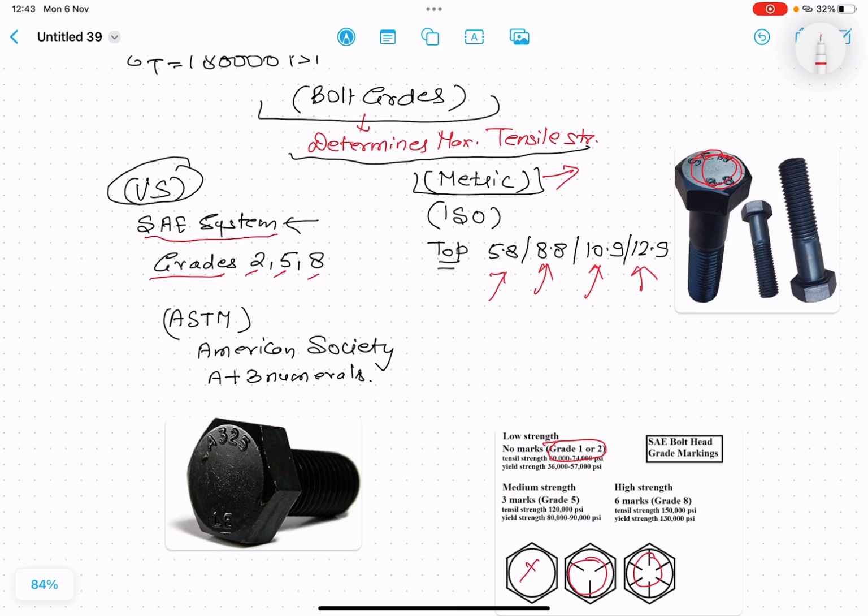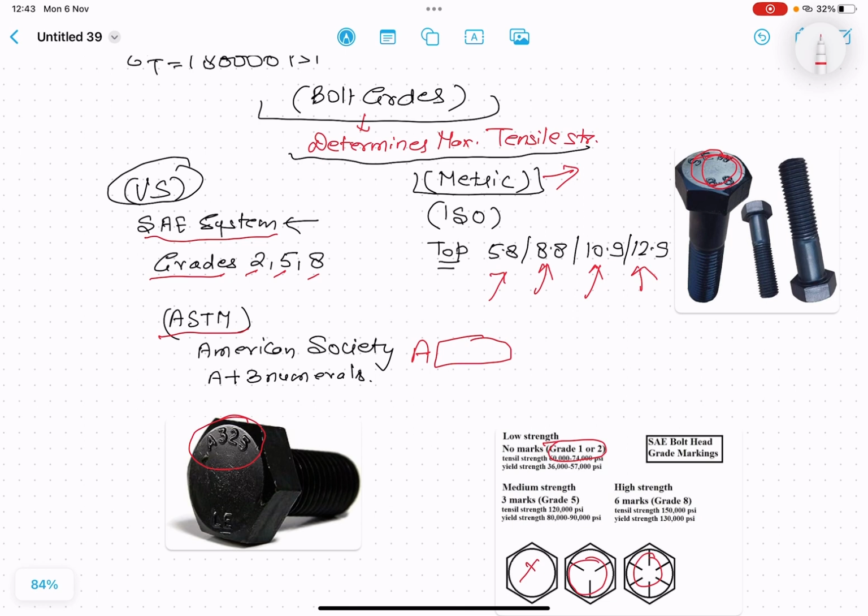And the next is the ASTM criteria. In this ASTM criteria there is a letter A, and there are some three-digit numbers over there, like A325. So in this way you can identify the bolt by the ASTM criteria.